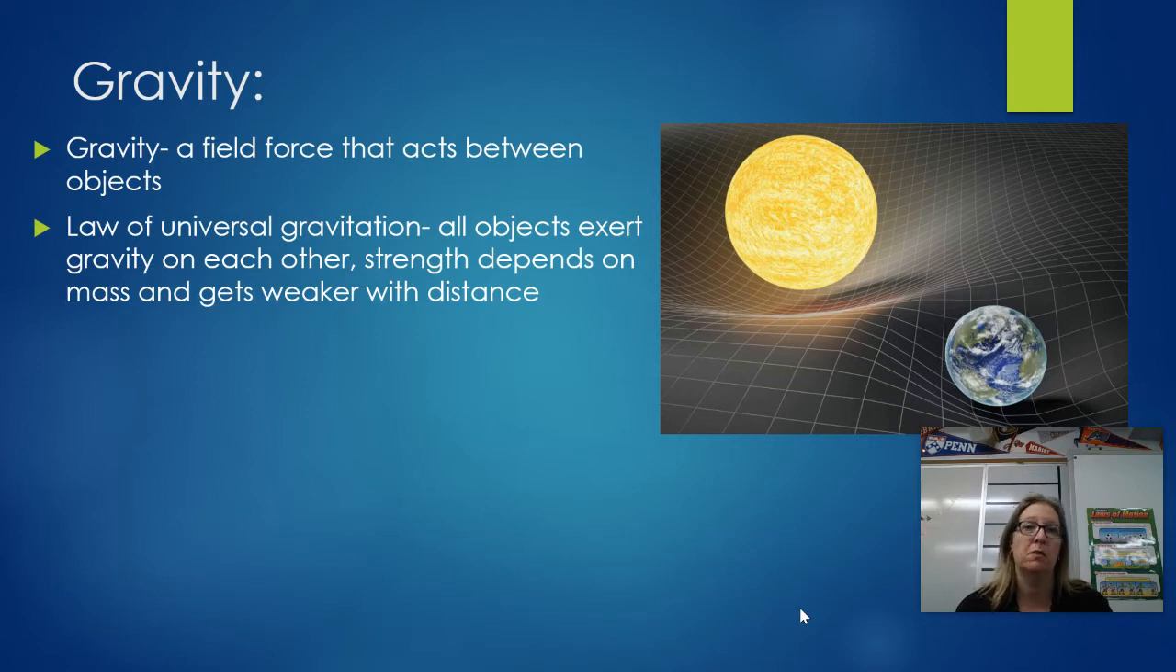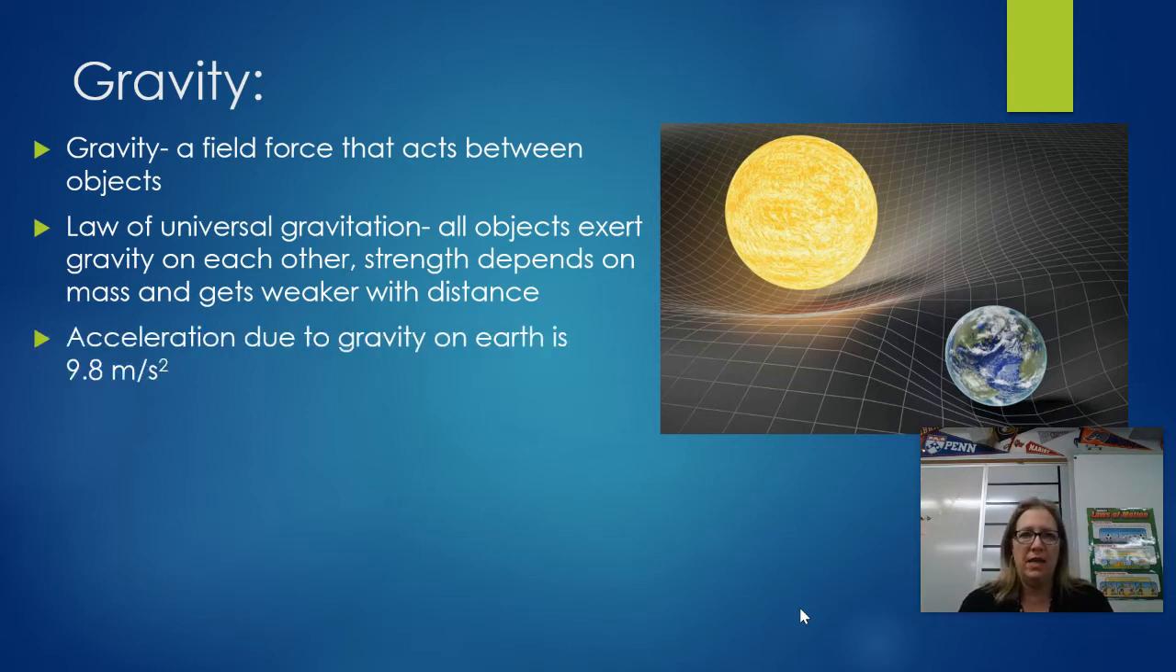The strength depends on the mass, so the Earth has a lot more mass than the ball, but also the distance. As rockets get farther away from the Earth, the gravity weakens, and eventually the ship can break away from the Earth's gravity. That's when astronauts start experiencing weightlessness. The acceleration of objects on Earth due to gravity is 9.8 meters per second squared. The book sometimes uses 9.81 to be a little more precise. That's the rate at which objects fall.